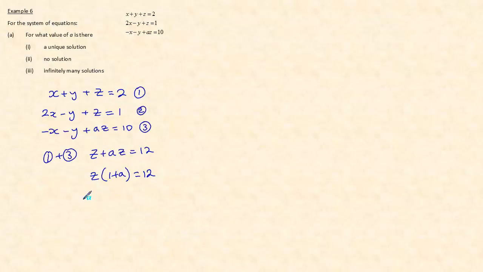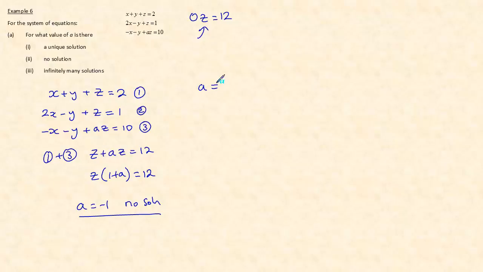So let's think about this. If I have 0 z's is equal to 12, there's no value of z that works. So if a is equal to negative 1, we're going to have no solution.